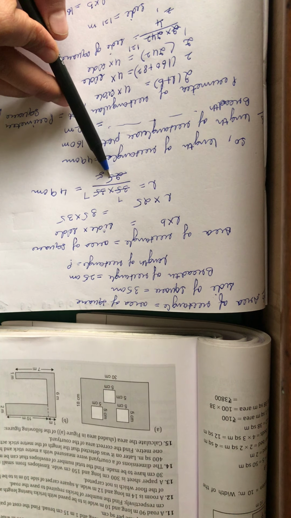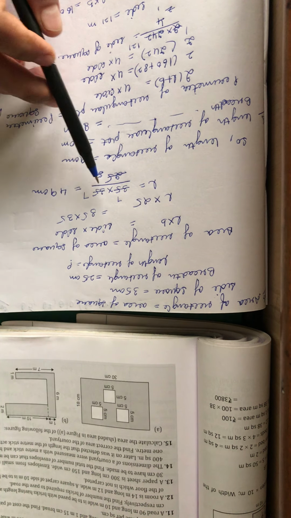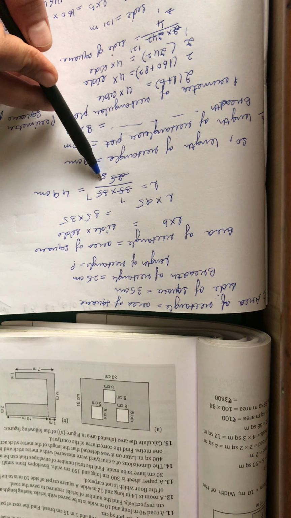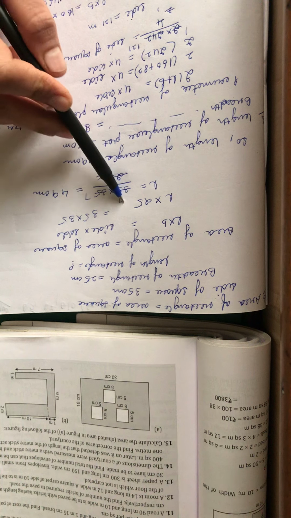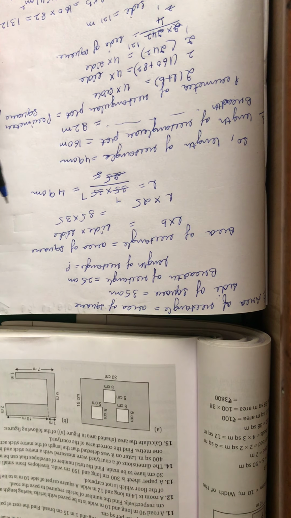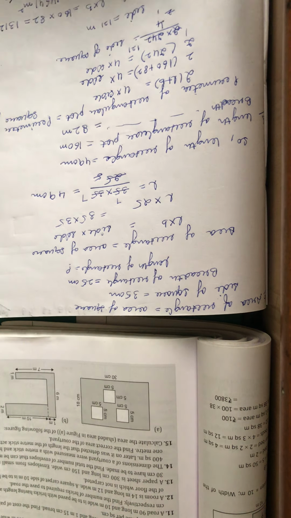35 into 35 divided by 25. Cancel it on the table of 5. 5 7s are 35, 5 5s are 25. Again 5 1s are 5, 5 7s are 35. So we are left with 7 into 7, 49 centimeters. So the length of rectangle is 49 centimeter.